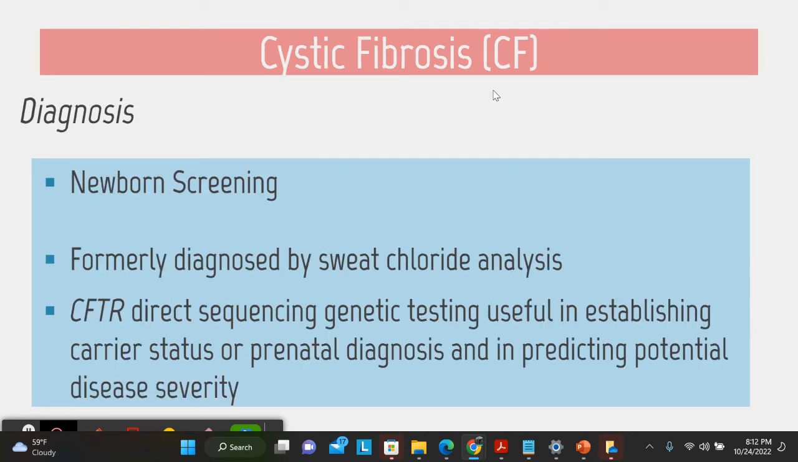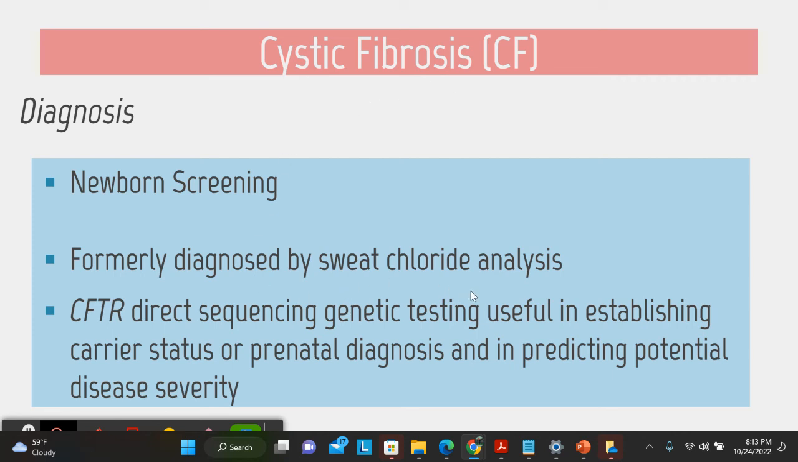Now, how do we diagnose cystic fibrosis? Newborn screening right now is formally diagnosed by sweat chloride analysis. If you had a child that had frequent pneumonia or respiratory issues or was failing to thrive because they weren't growing, they would do a sweat test. And from that, they could determine whether there was an abnormality in the function of the cell. Now we can do direct sequencing.